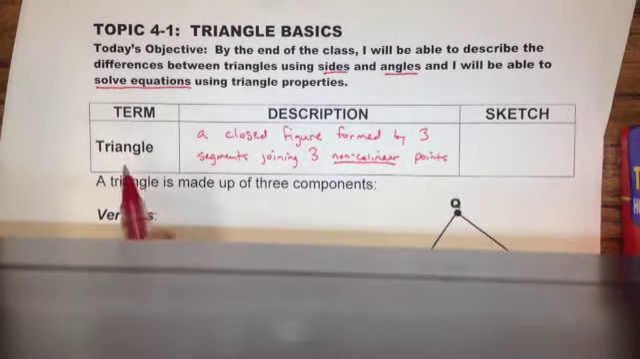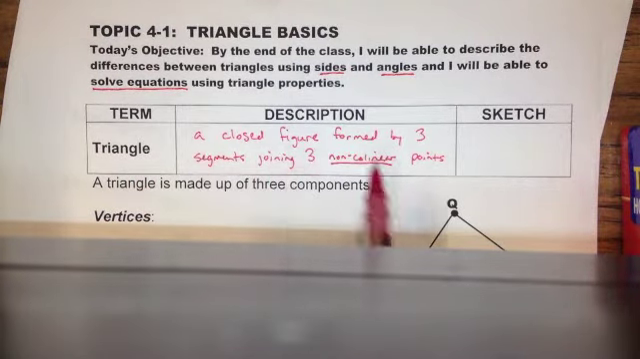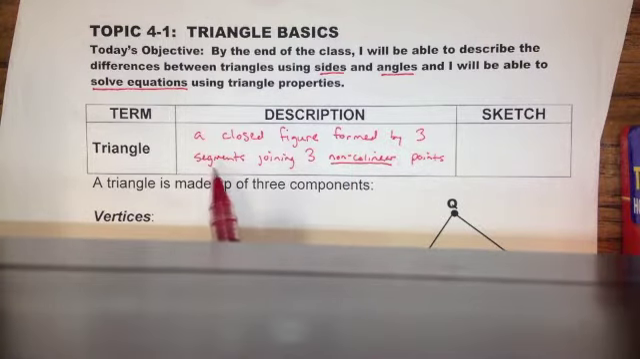Go ahead and get the definition of triangle down. I know y'all know what a triangle is, but here's the formal definition. A closed figure formed by three segments joining three non-collinear points. Get that definition down. We're going to sketch a triangle here in a second, and then we'll go over some very basic stuff.